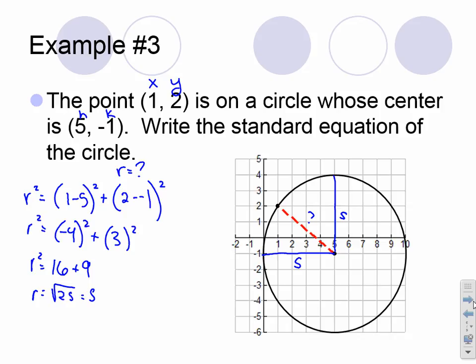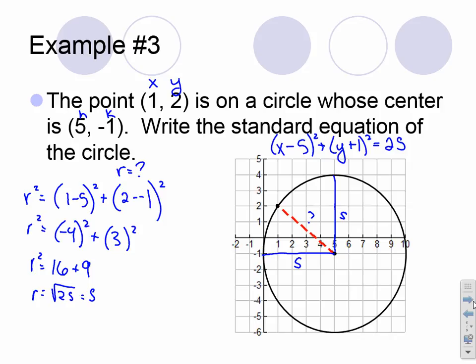Okay, so now that I did all that, let's write the actual equation. So this is x minus h, which is 5 squared, plus y plus 1 squared is equal to 25. And remember, I don't want to write 5 squared, I want to write 25. Okay? All right. Hopefully that makes sense.